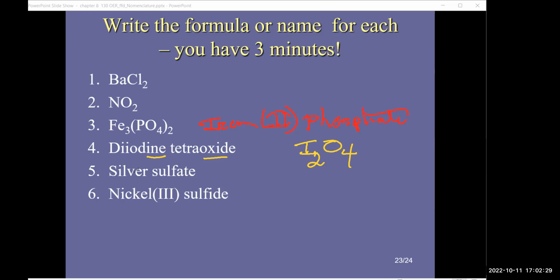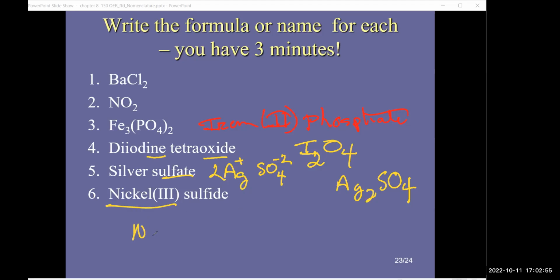Okay. Silver is the symbol Ag, part of the 16. We know that it has a plus 1 charge. So sulfate tells you go to the polyatomic ion table and you will find this formula. And so that means that we need 2 silvers for every sulfate. So that's the formula. Okay.